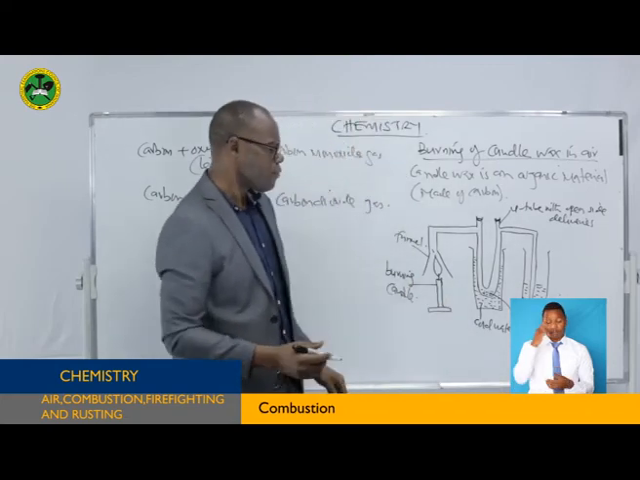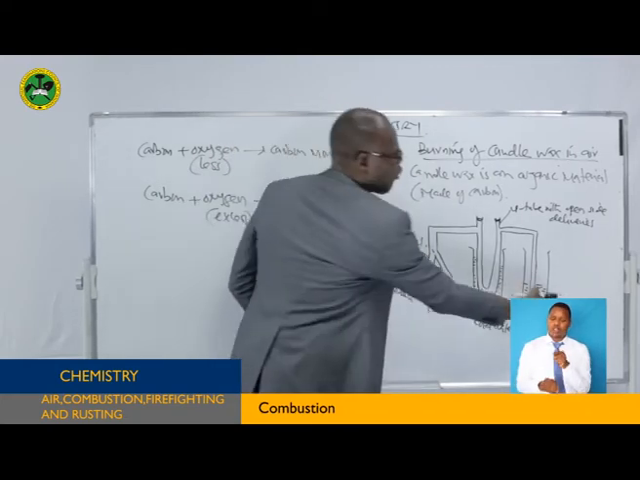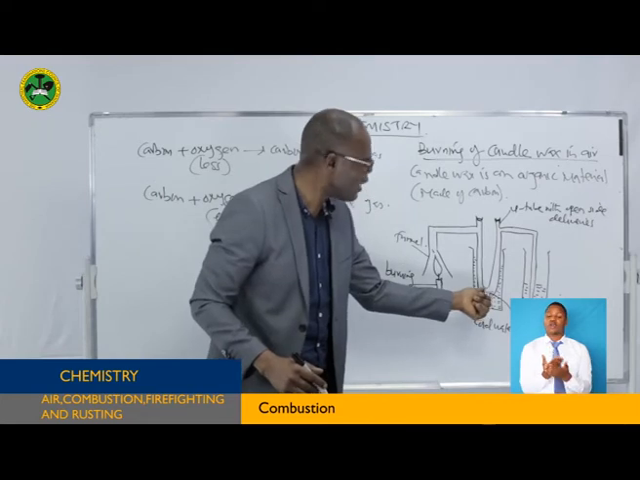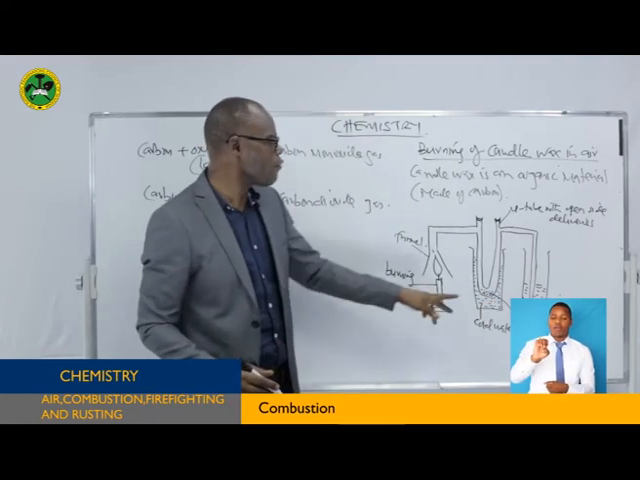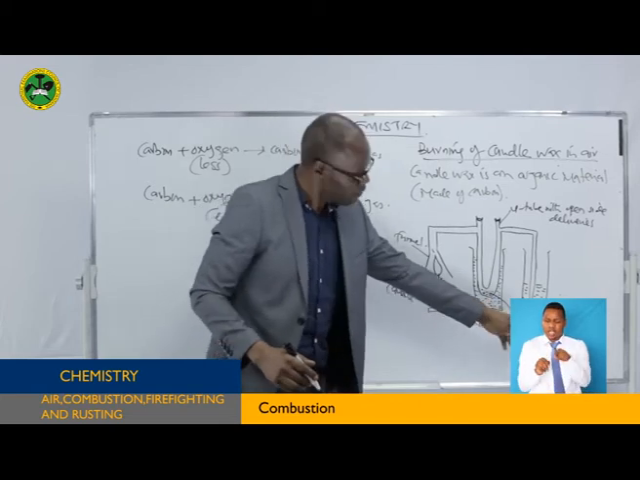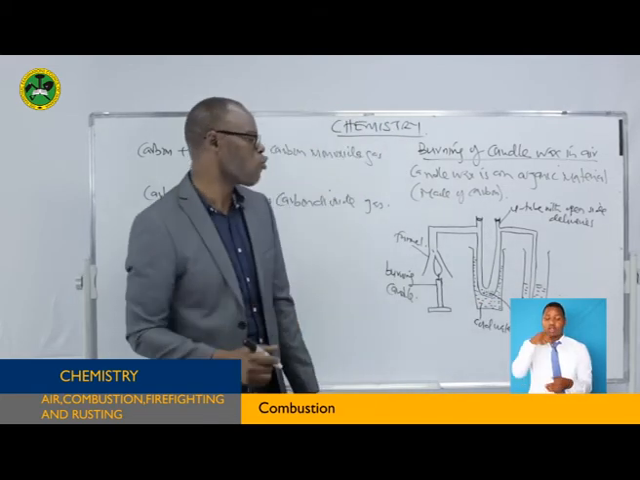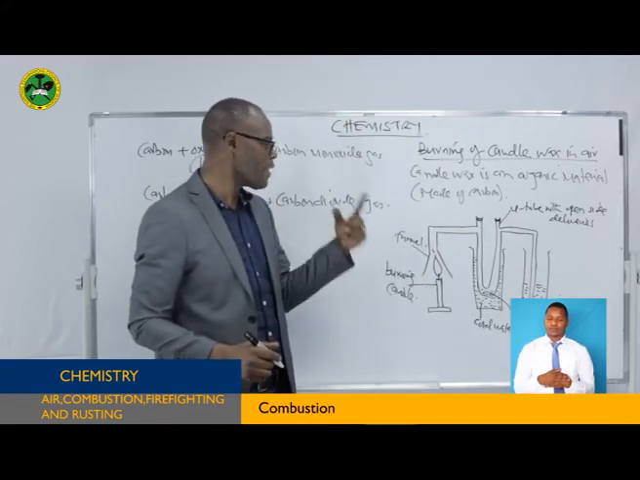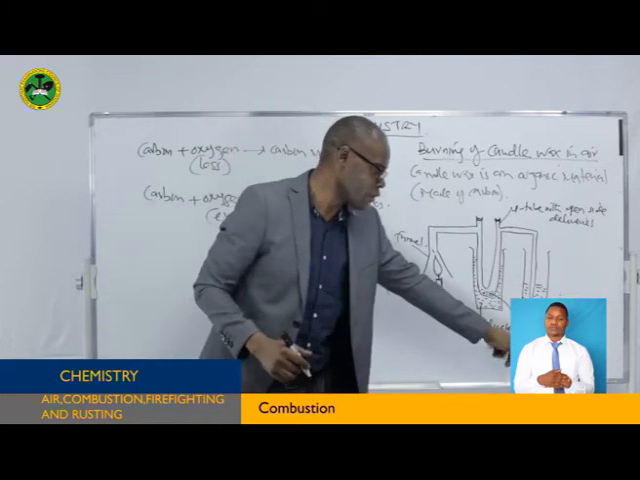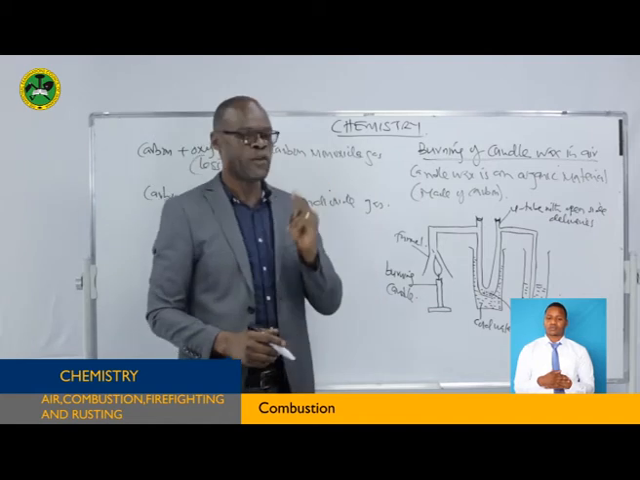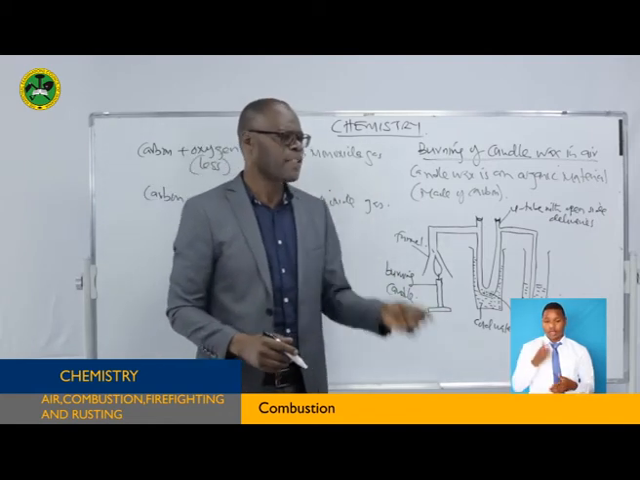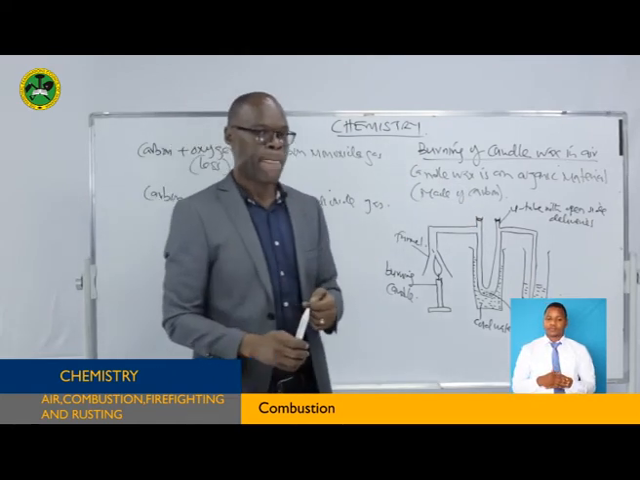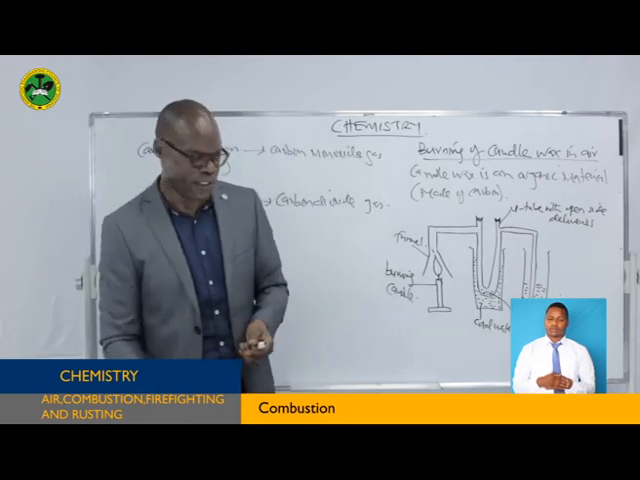So it means that when you burn candle wax, one of the products is carbon dioxide, because the lime water changed to milky. At the same time, if this condensed liquid is subjected to a chemical test, it turns anhydrous copper sulfate from white to blue, showing this liquid is water. So it means when you burn candle wax, another product apart from carbon dioxide is water. So candle wax, when it burns, gives us two products, carbon dioxide and water. But because we know candle wax is an organic compound, it means when organic compounds are combusted, we get carbon dioxide and water.